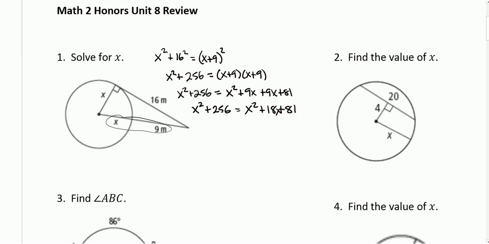At this point, we can subtract x squared from both sides, and we could subtract 81 from both sides. 256 minus 81 is 175. And then divide by 18. So you get 175 over 18 is our value of x. Check to see if you could reduce that. And I don't see a way, so that's just our answer.